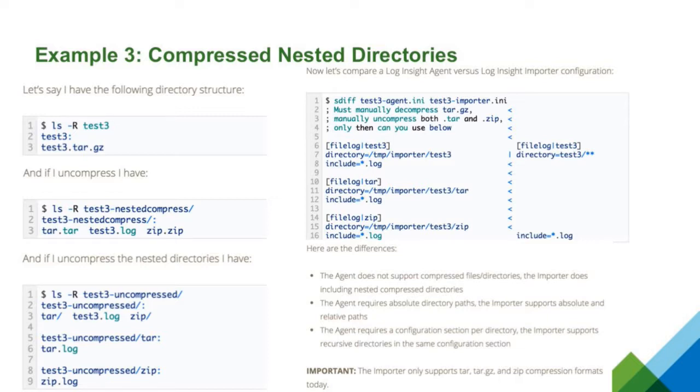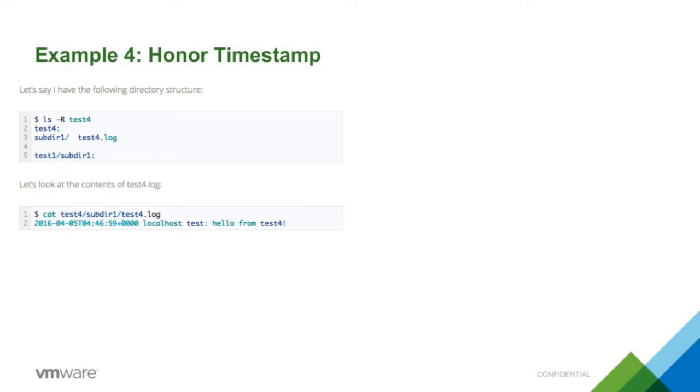What do you need to know about this? Well, the agent doesn't support compression. Same thing with absolute and relative paths. The importer only supports a limited number of compressed formats today, not all of them. If you're looking for more of them, please vote for that on loginsight.vmware.com. We, of course, will be looking to enhance this in the future.